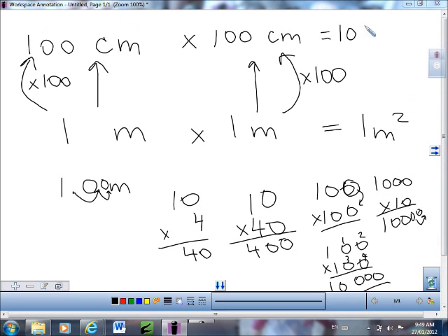This helps us find the relationship between meters squared and centimeters squared. I hope this helps.